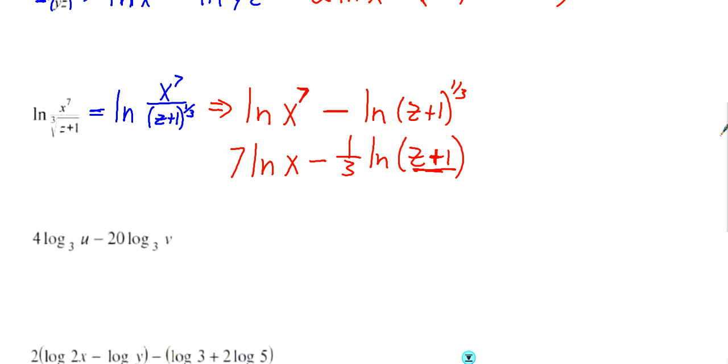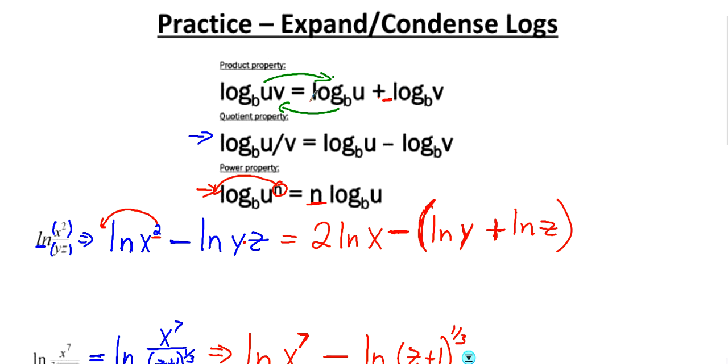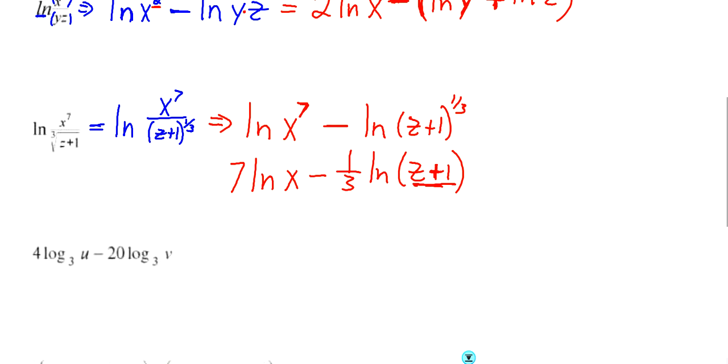So the next problem is already in its expanded form, so we're actually going to condense it. Again, looking back at our properties, when you condense, notice there is no number in front of our logs. So when we go to condense, if there's a number here or here, we have to deal with that first using the power property, and then we can use the product or quotient property. So here in this problem, this 4 in front and this 20 in front, we have to deal with that before we get to these log base 3. So using the power property, they can go to the powers.